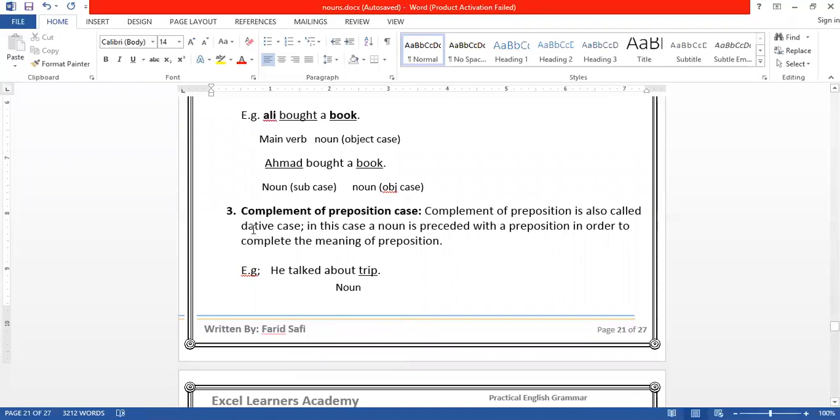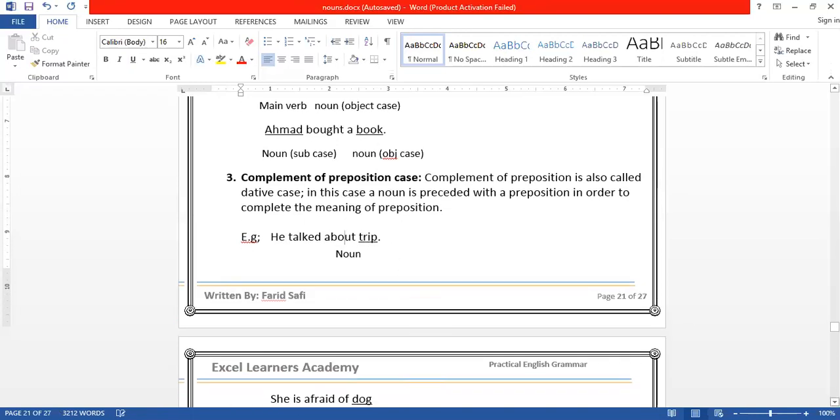Or we can also call it dative case of noun, complement of preposition case. Now in this case, when a noun is used after a preposition in order to complete the meaning of the preposition, we call it the dative case of noun. For example, he is the subject, talked is the main verb, about is a preposition here, and after about we have used trip, which is a noun. So when a noun is used after a preposition, we call it the dative case of noun.